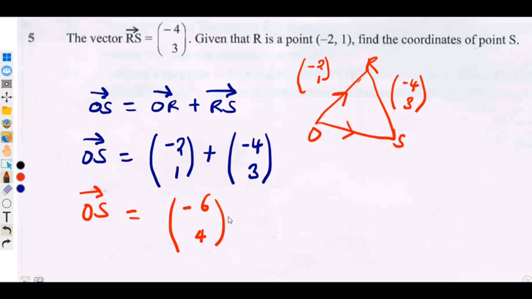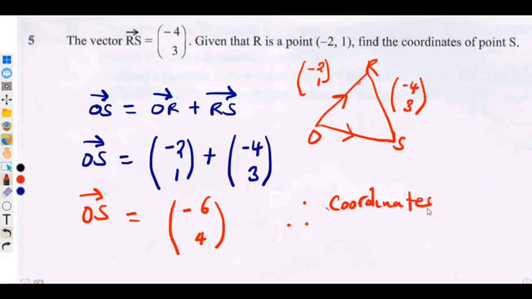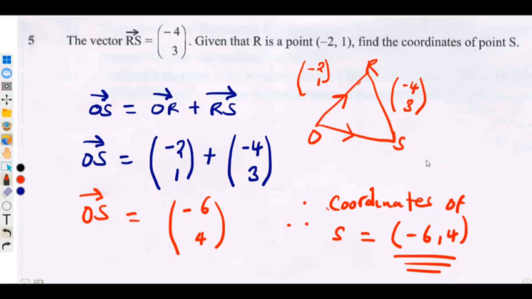Now, they want the coordinates of S, not the position vector. So just say therefore coordinates of S equal to (-6, 4). So these are the coordinates of point S, as simple as that. So we have answered our question 5. We now move on to the next question.